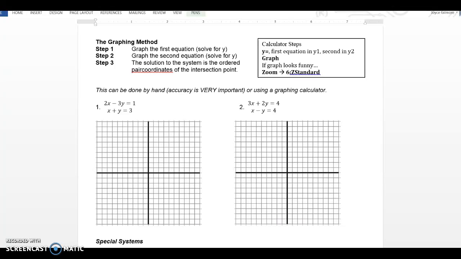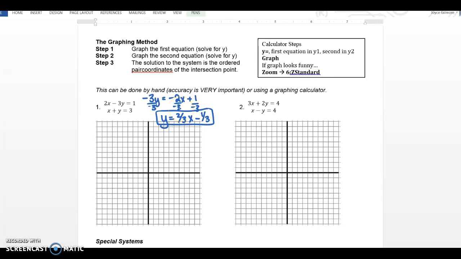To graph number 1, we first need to make it look like y equals mx plus b. So I would subtract 2x on both sides. That will give me negative 3y equals negative 2x plus 1. Then I have to divide everything by negative 3 to get y equals 2/3 x minus 1/3.